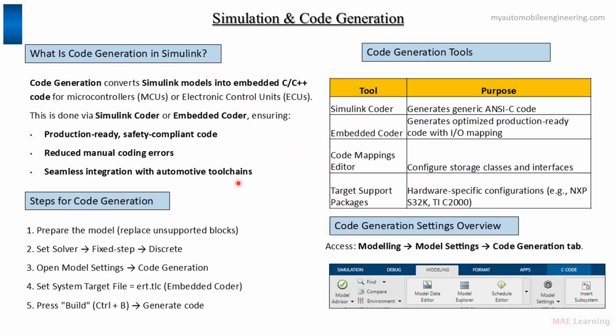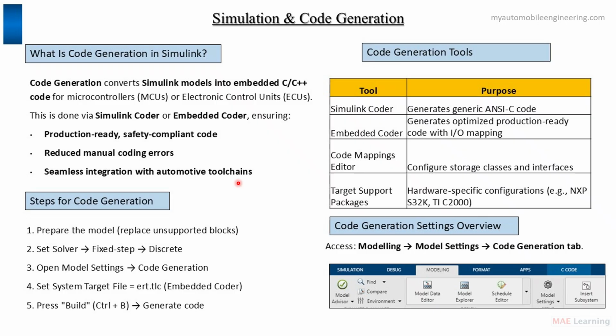Code generation means converting your Simulink blocks and models into C or C++ code, ready to run in the embedded coder. This is done by using Simulink Coder or Embedded Coder. So what are the benefits? You get production-ready and safe code, and there is less chance of mistakes since manual coding is reduced. Another thing is that your models work easily with automotive tools and machines.